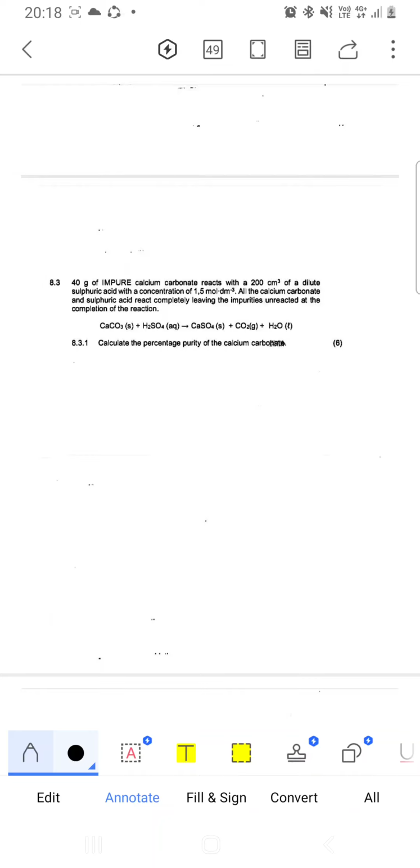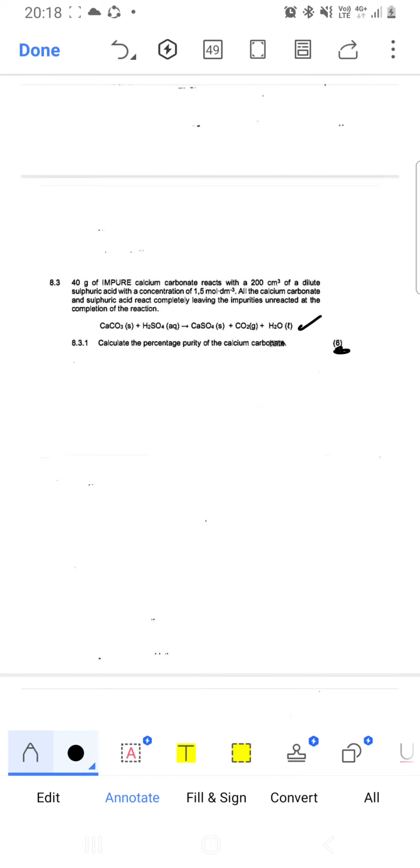40 grams of impure calcium carbonate reacts with a 200 cm³ of a dilute sulfuric acid with a concentration of 1.5 mol/dm³. All the calcium carbonate and sulfuric acid react completely, leaving the impurities unreacted at the completion of the reaction. So this is the balanced equation, right? Calculate the percentage purity of the calcium carbonate, and then we get 6 marks for that.